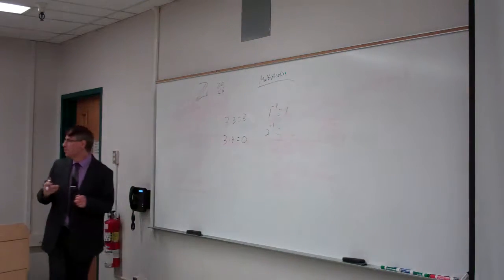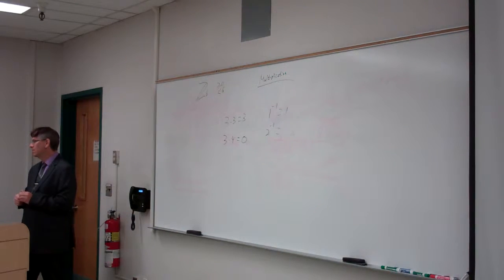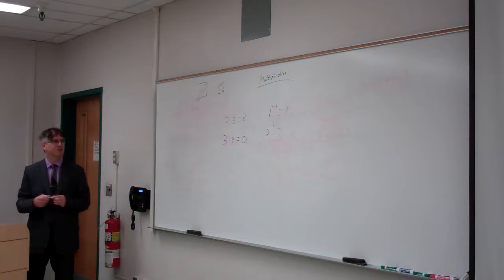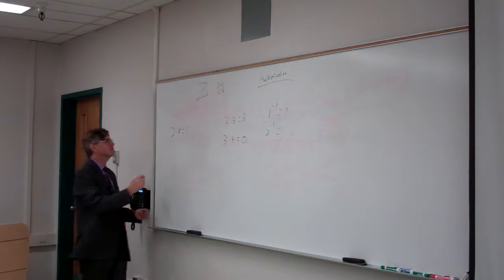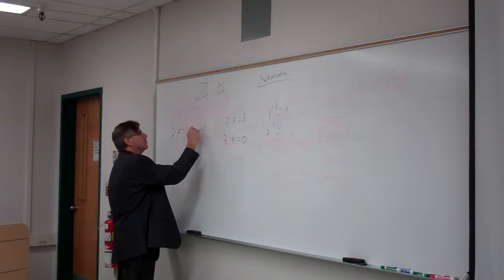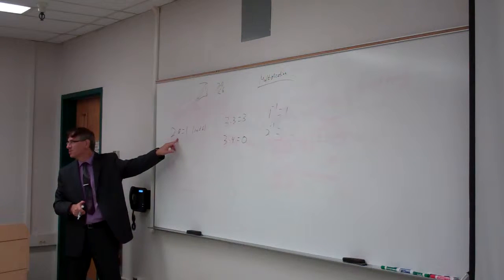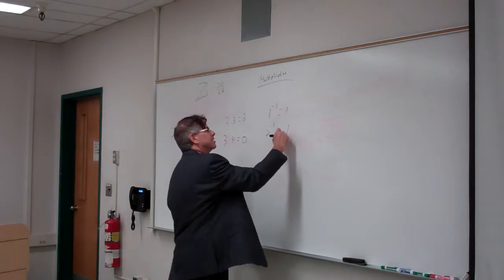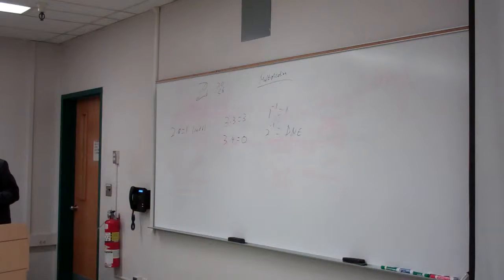So the inverse of 1 is just 1. 1 times 1 is 1. What's the inverse of 2? So what can we multiply 2 by to give us back 1 modulo 6? Well, 2 times 1 is 2. 2 times 2 is 4. 2 times 3 is 0. 2 times 4 is 2. 2 times 5 is 4. We don't have one. So this does not exist. So 2 does not have a multiplicative inverse in Z6.